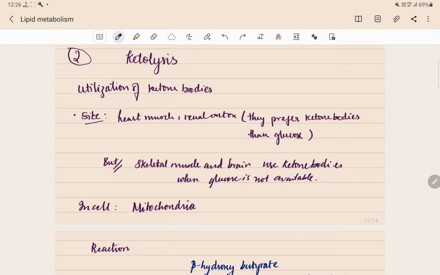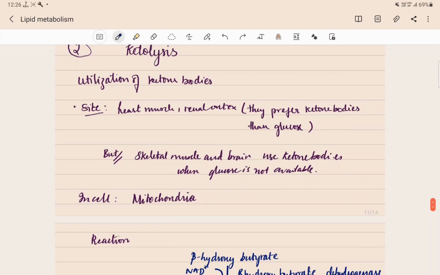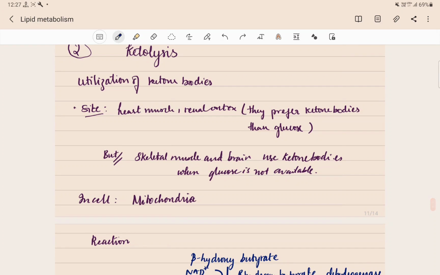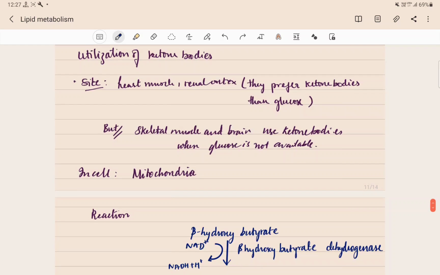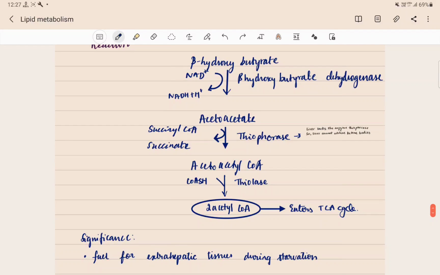The topic is ketolysis. Ketolysis is the breakdown of ketone bodies, which are formed by ketogenesis. These ketone bodies are sent to the heart and renal cortex, where they are broken down in the mitochondria to form acetyl CoA, which enters the TCA cycle to provide energy.